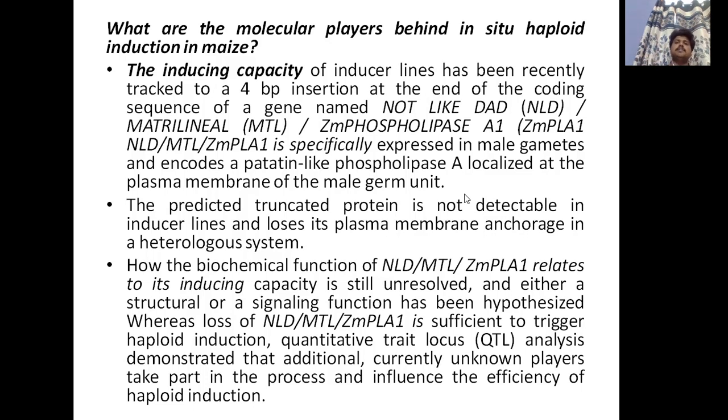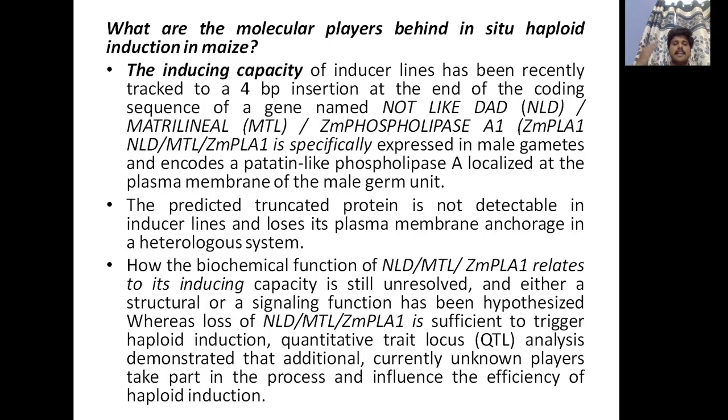Then what are the molecular players behind in situ haploid induction in maize? The inducing capacity of the inducer lines has recently been traced to a 4 base pair insertion at the end of the coding sequence of a gene named NOT LIKE DAD (NLD), or MATRILINEAL (MTL), or ZmPLA1, which is specifically expressed in the male gametes and encodes a patatin-like phospholipase A localized in the plasma membrane of the male germ unit. The predicted truncated protein is not detectable in inducer lines and loses its plasma membrane anchorage in a heterologous system. How this biochemical function relates to inducing capacity is still a puzzle.